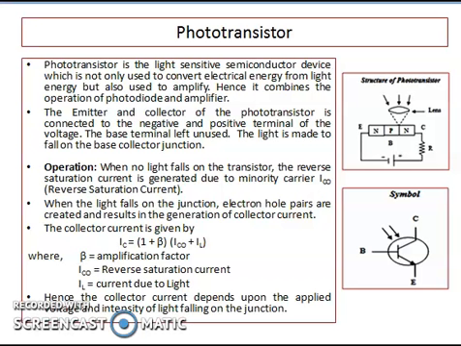And the symbol of the phototransistor, we can find that it resembles an ordinary NPN transistor, with one difference that an arrow mark is indicated showing that light is falling on it. So we can easily identify a normal transistor from a phototransistor.